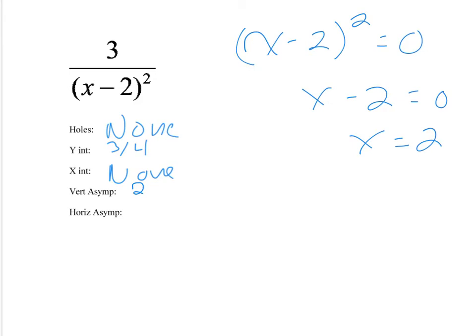And for our horizontal asymptote, notice that the degree of the top is 0 because it's x to the 0. And the degree at the bottom, if we FOIL that out, we don't need to, but we can see that the degree is 2 because we're going to have an x squared term. The degree of the numerator is less than the degree of the denominator, so therefore our horizontal asymptote is y equals 0, or in other words, the x-axis.